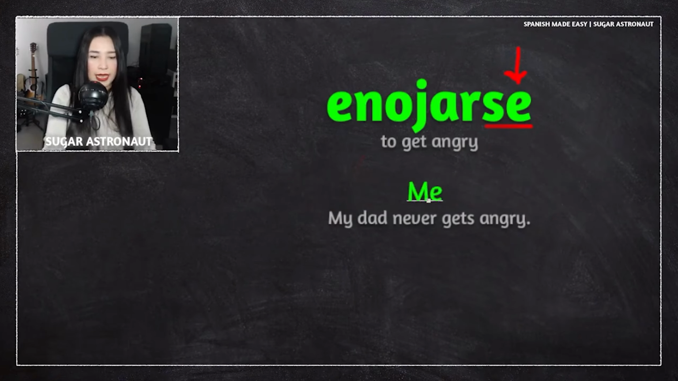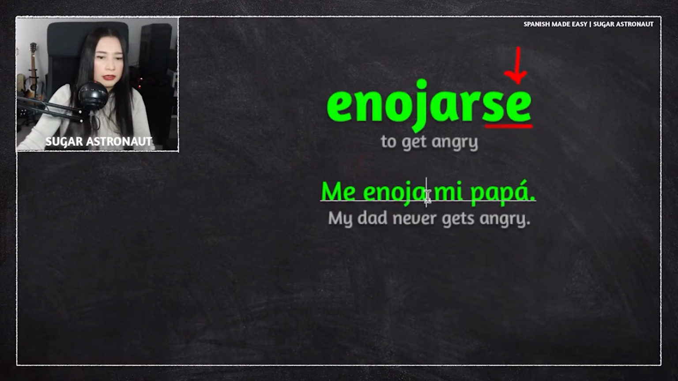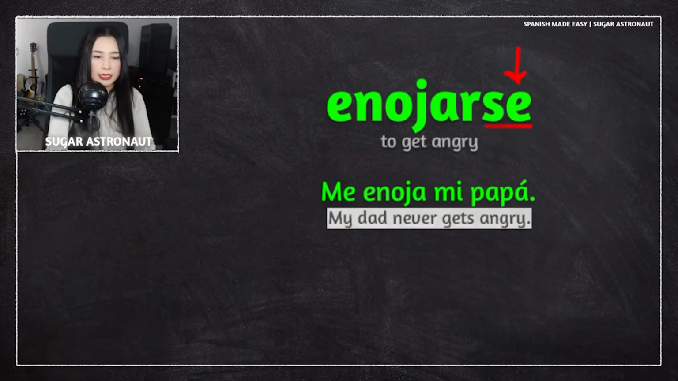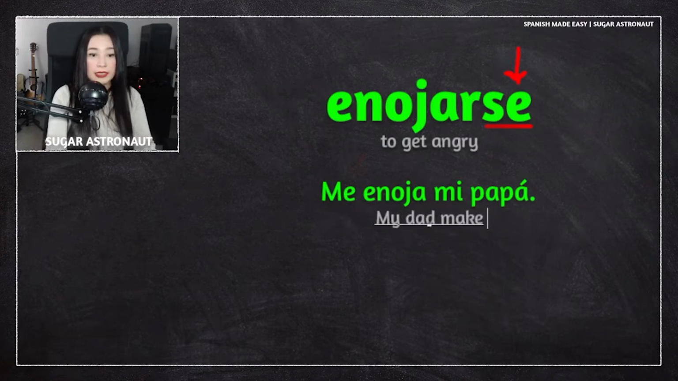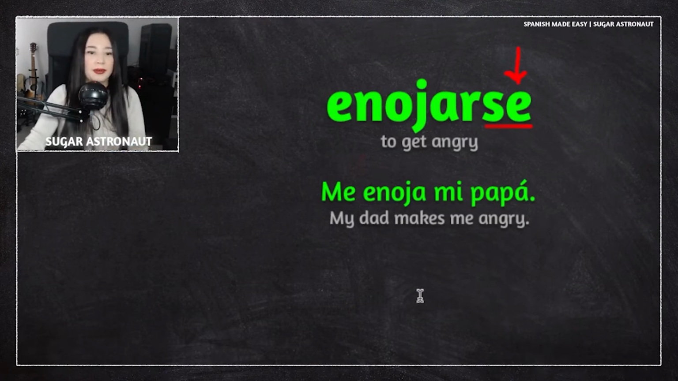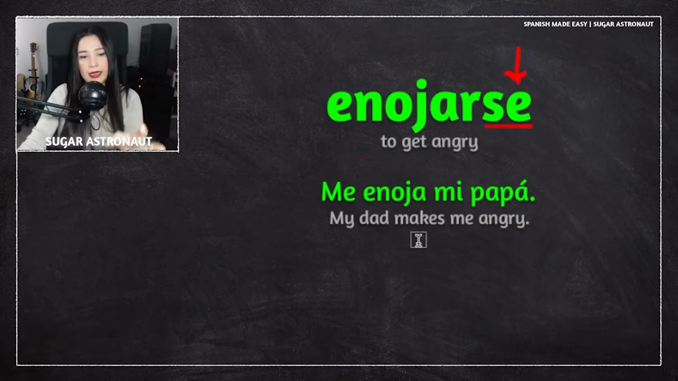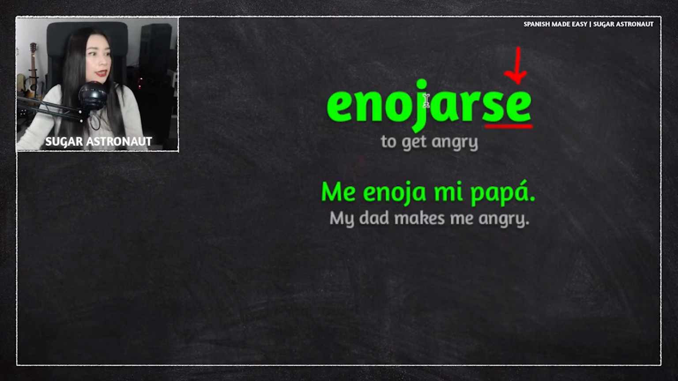Another example, you can say me enoja mi papá. That's like saying my dad makes me angry, or he is the cause why I'm angry. So me enoja mi papá. My dad makes me angry. In this situation, you know the concept, right? Make someone angry, to get mad. So you can use enojarse in those situations when you want to refer to that specifically.